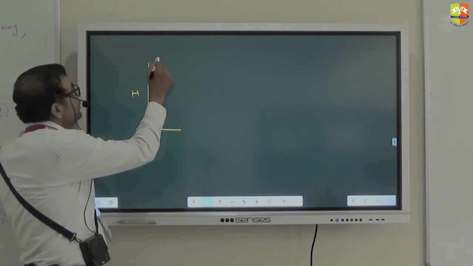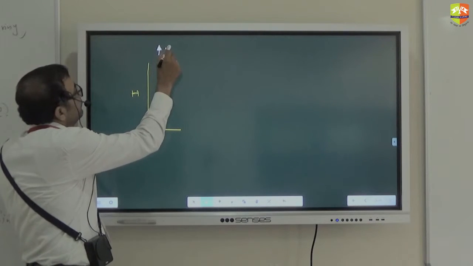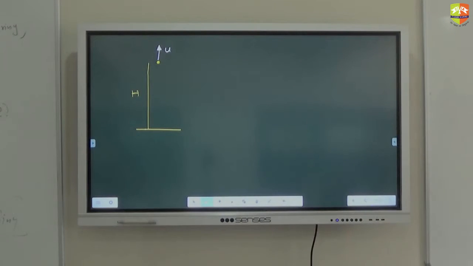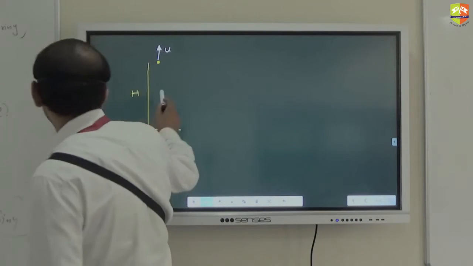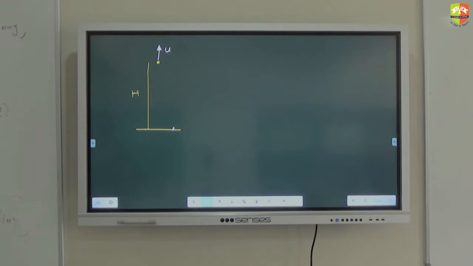Alright, focus here. Now suppose it is thrown up with velocity u. Find out the time it will take to come to the ground. Initial velocity is u. The hint is to use s equal to ut plus half at square. What is the time it takes to reach the ground in terms of g, h, and u? Just write down the equation.